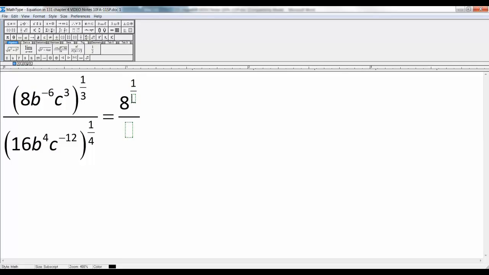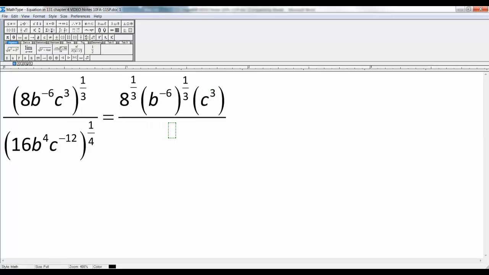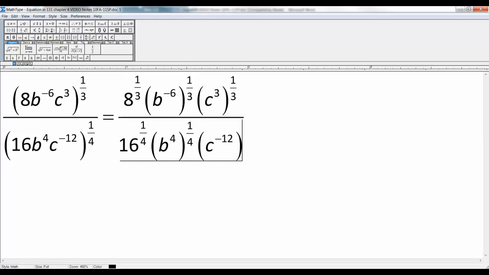So we're going to distribute 8 to the 1/3. Then we have b to the -6 to the 1/3. Then you have c to the 3rd to the 1/3. Okay, then on the denominator you're going to have 16 to the 1/4, then b to the 4 to the 1/4, and then c to the negative 12 to the 1/4.